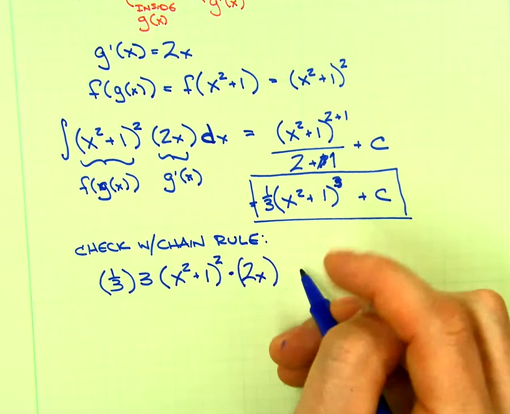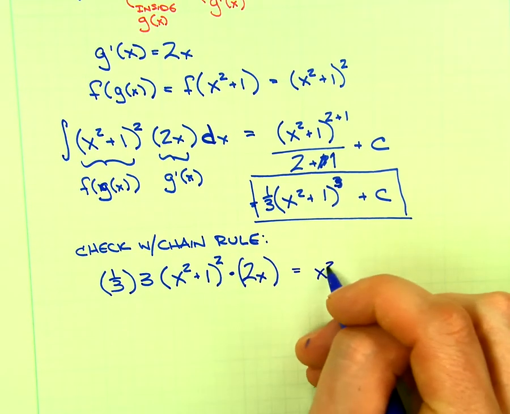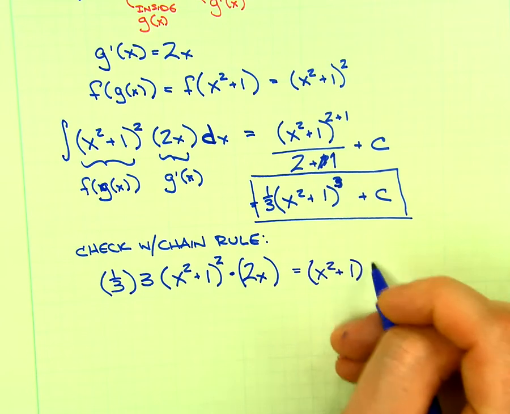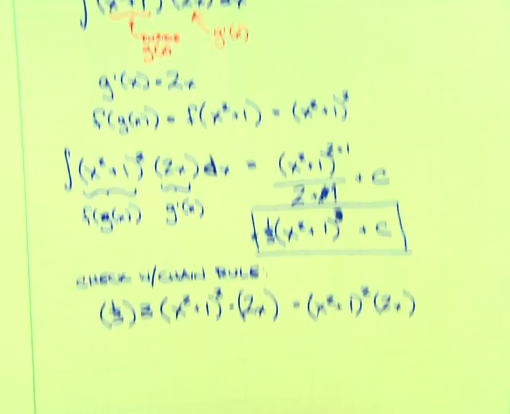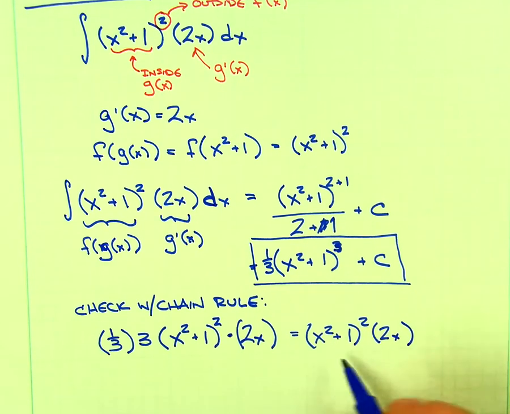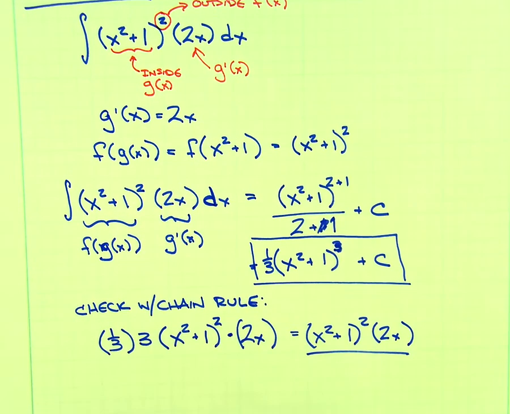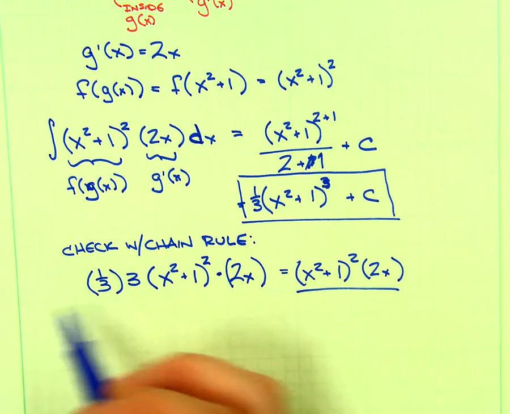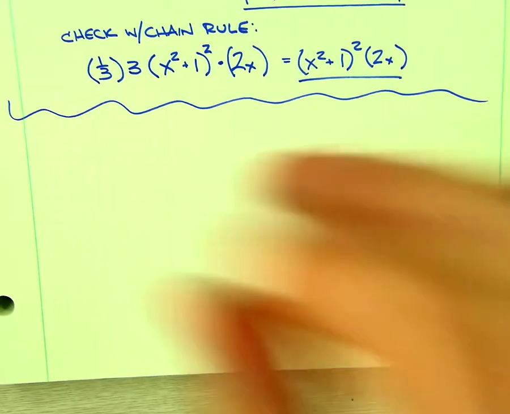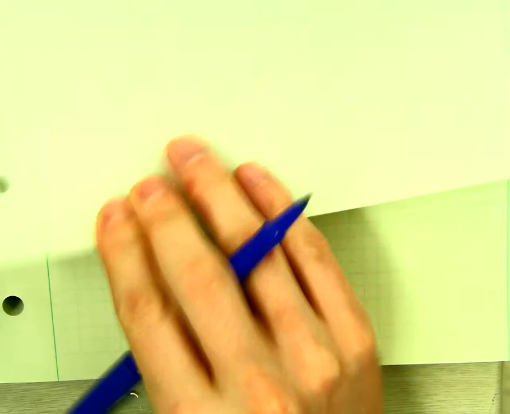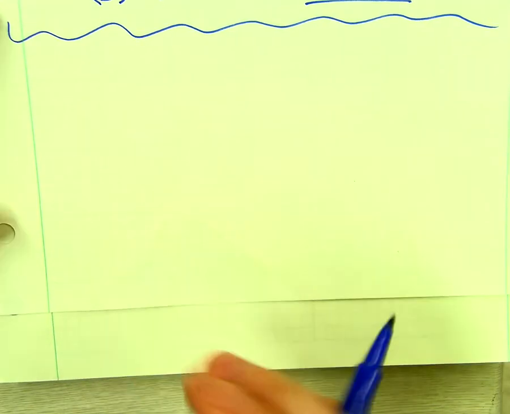Now my 3 and my 1/3 go away, and all I'm left with is x squared plus 1 squared times 2x. Now this is exactly what I started with. If I go all the way back up here, this is exactly what I started with right here. Beautiful. Okay, one more quick example. This one's using trigonometric functions, but don't worry, it's a nice and easy one.